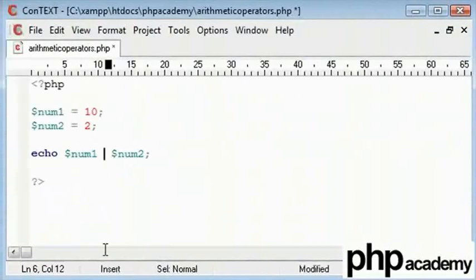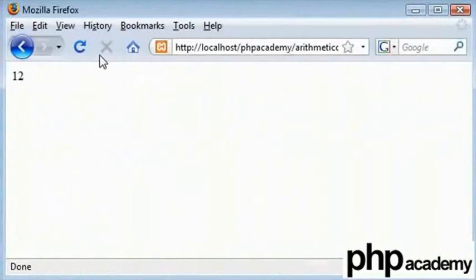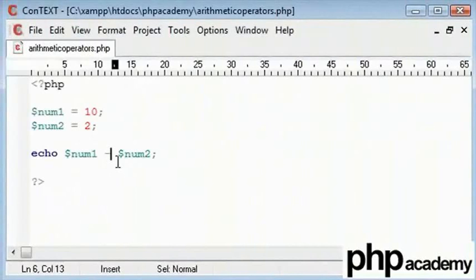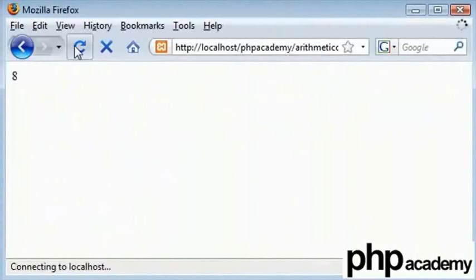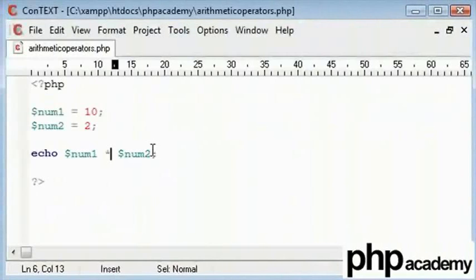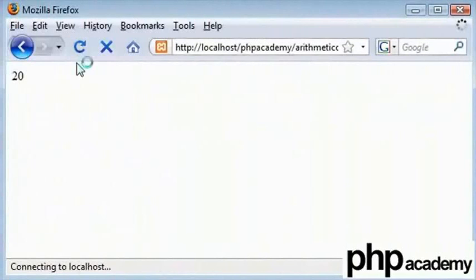Okay, now let's try minus. We will just replace the minus symbol there, refresh, and that will be 8. Now let's try multiplication. 10 times 2 is 20 and we have got 20. Next, 10 divided by 2 is just half of 10, which is 5.